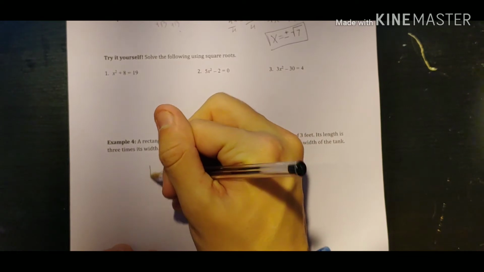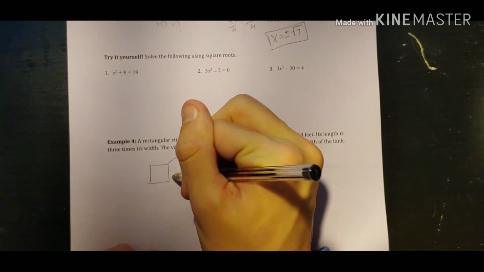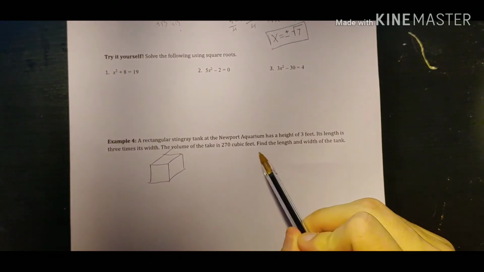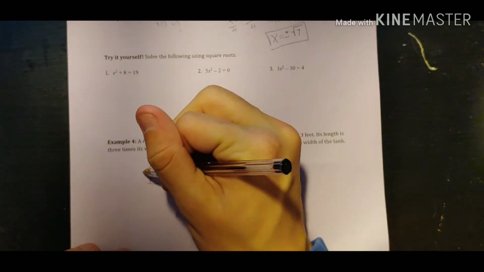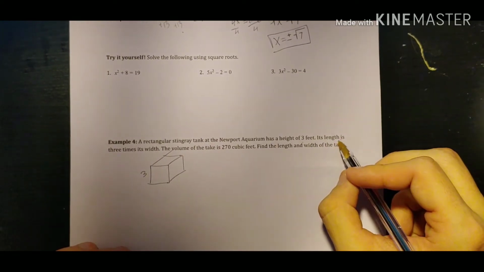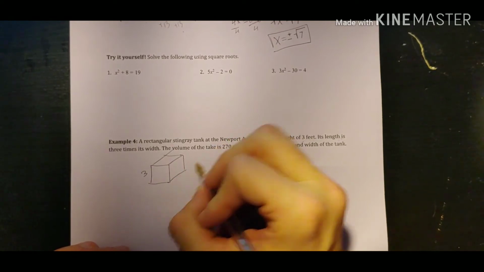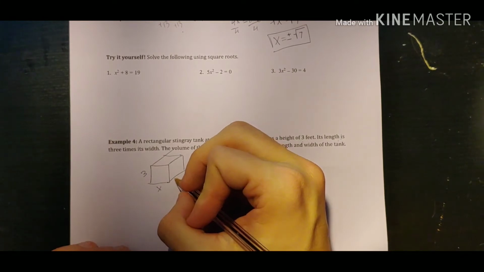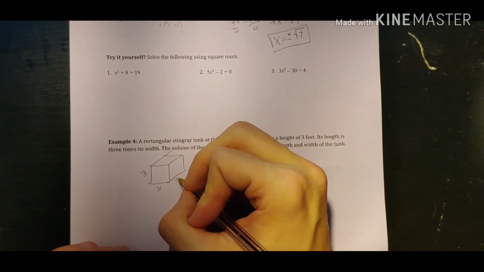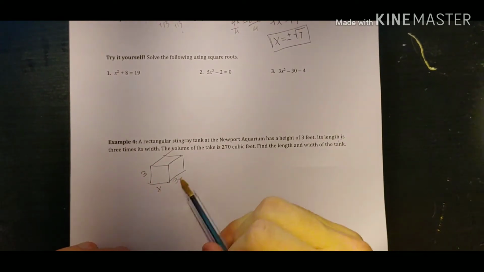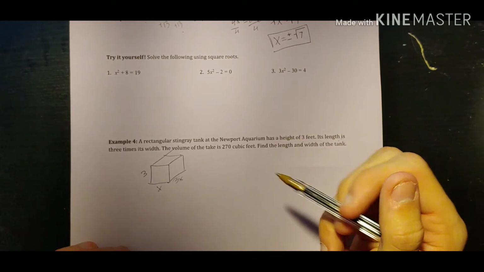So to start, I'm just going to draw myself a little picture as best as I can. Remember, I did not go to college for art, so we're not going to judge. So it has a height of 3. Its length is 3 times the width. So I'm going to say this is the length. The width right here, we can say is x, and we can say that this length right here is 3x, because the length is 3 times the width, so it's 3 times as long as that.